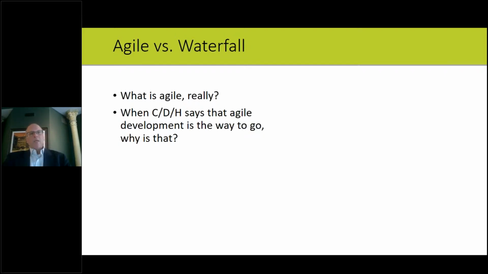So what is agile really? When CDH says that agile is the way that we do development here, it's basically an approach to how we produce a piece of software. We don't just go out and willy-nilly create something and hope you like it, right? There's a whole process behind it, and it could be a very long process or a very iterative approach.